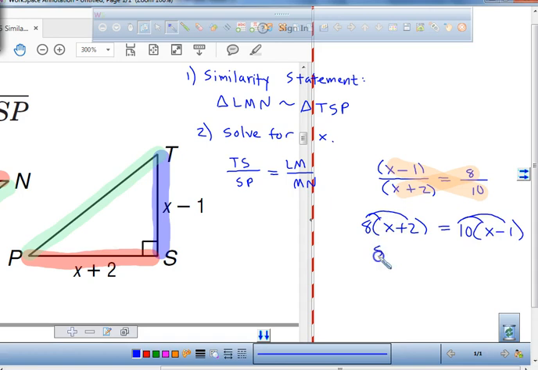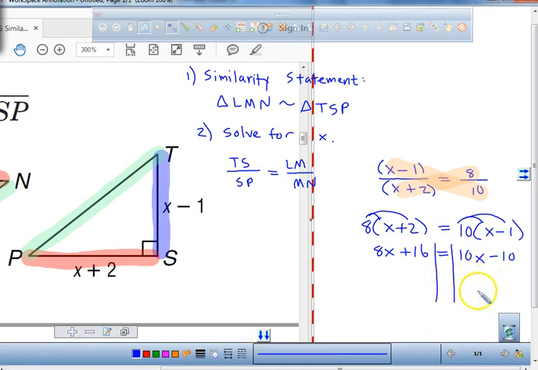So we have 8 times x, we have 8 times 2, we have 10 times x, and 10 times a negative 1. So there's everything worked out as far as the cross products. Now at this point we need to solve for x.